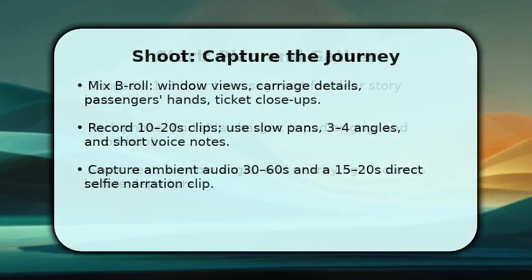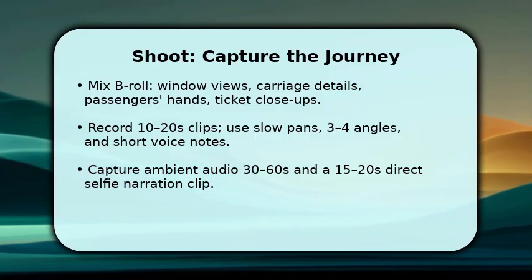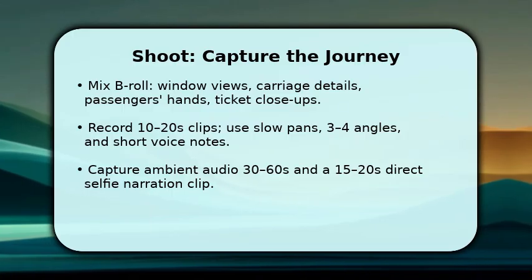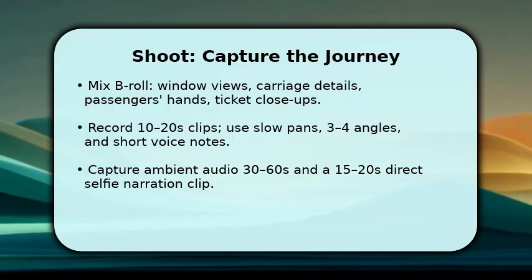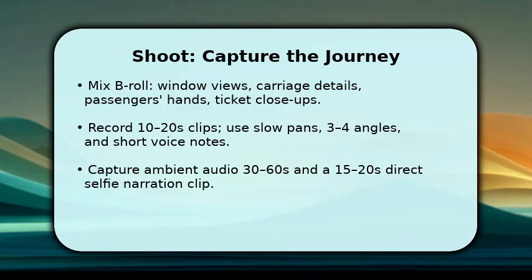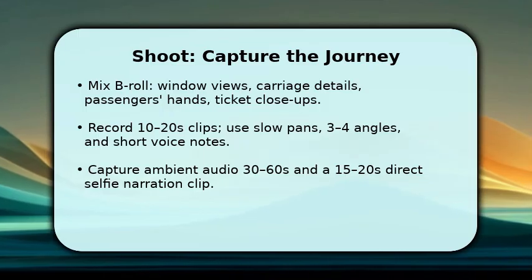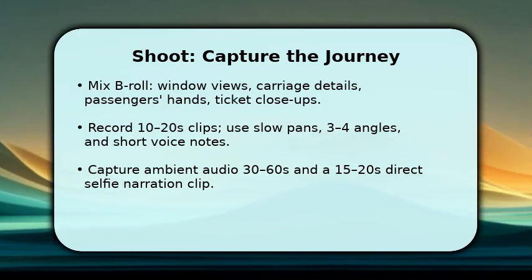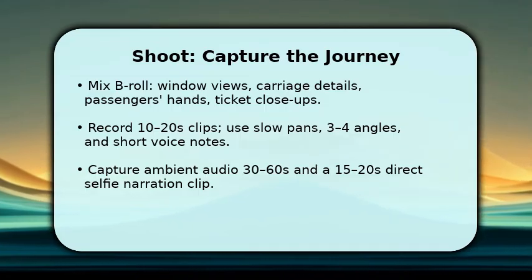ride. You now execute the middle work. Collect a variety of shots to tell the arc of the ride. Start with 10-20-second B-roll clips, window landscapes, platform signs, coffee cups, using slow pans and 3-4 distinct angles to keep visual interest. Once done, capture ambient audio for 30-60 seconds to layer under cuts, then record a 15-20-second selfie narration explaining the scene. Make sure to take short voice notes after key moments. They become the emotional glue during editing.